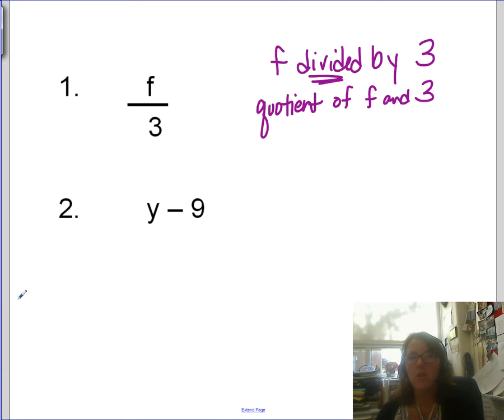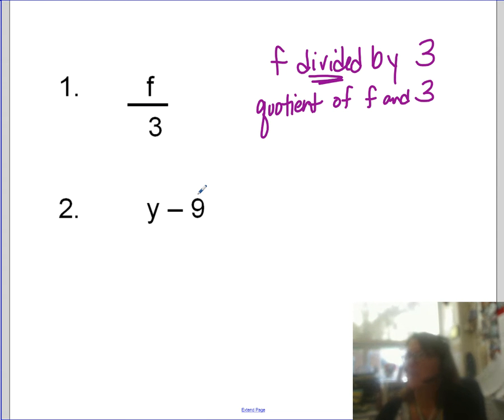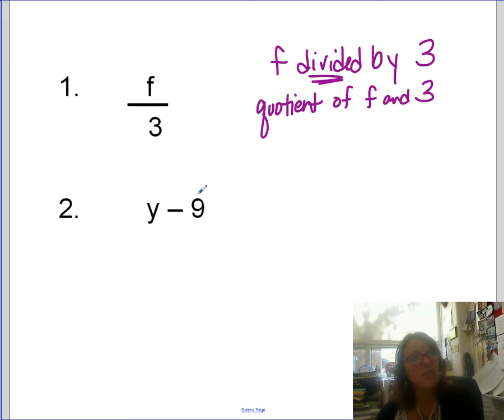Okay. There are a lot of other ones you could do. You could say F split into 3 equal groups, or F. I don't know. I think my brain's kind of toast right now. Those are at least 2 ways.